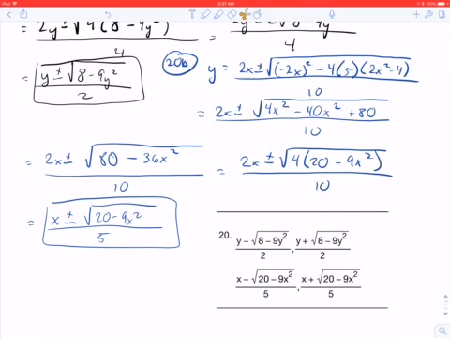So the first one is x equals y plus or minus the square root of 8 minus 9y squared over 2. We got that. And then the second was y equals x plus or minus, we got the square root of 20 minus 9x squared.